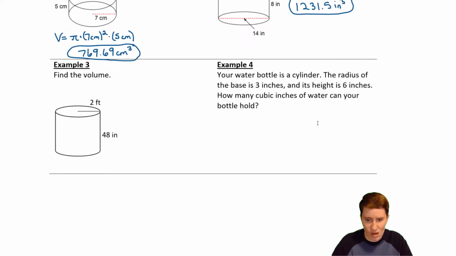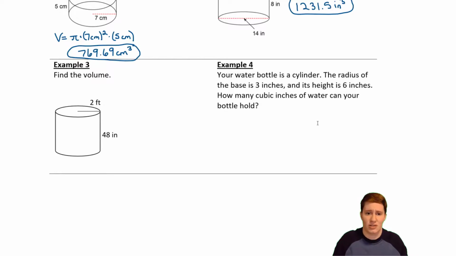So what's different about example 3? It still says find the volume. We've got a radius of 2 feet and a height of 48 inches. But wait, those are not the same type of units. So that would be our first step, is we either need to change the feet to inches or the inches to feet. And in this case, those are equally easy.